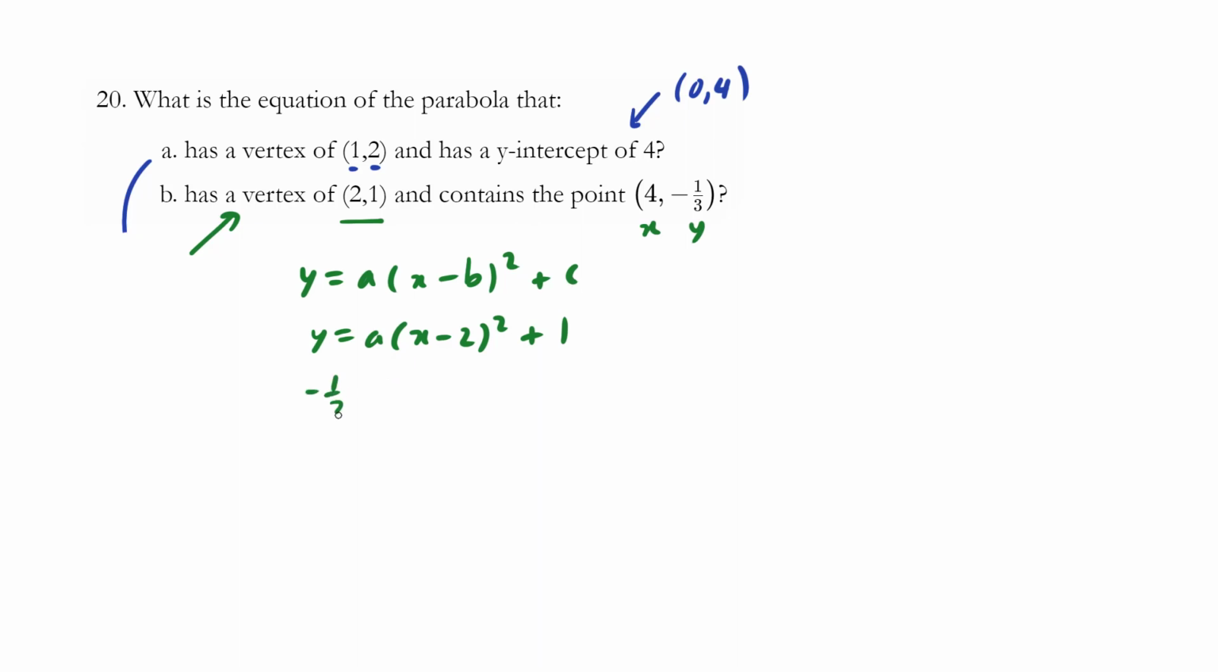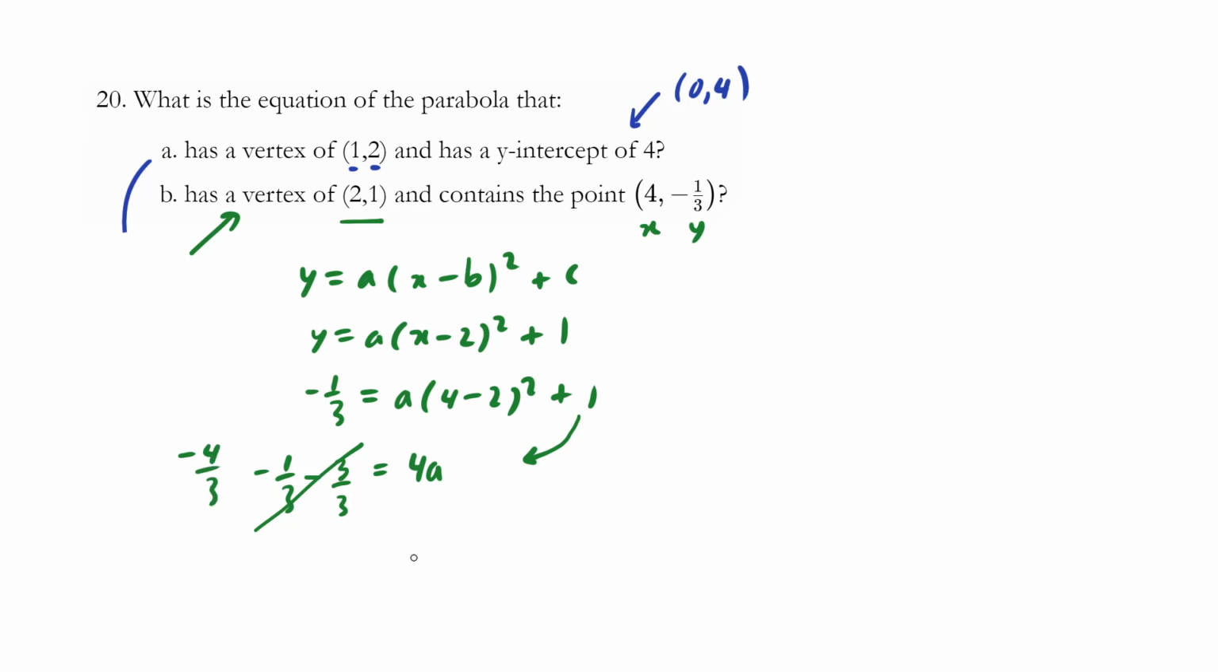So negative 1/3 equals a, the x value happens to be 4, and we know what 4 minus 2 is. 4 minus 2 is just 2. 2 squared happens to be 4. So we're going to write 4a equals negative 1/3. We're going to throw this 1 over, so it becomes minus 1, which is the same thing as minus 3 over 3. We know how to subtract fractions. Minus 1 minus 3 becomes minus 4 over 3.